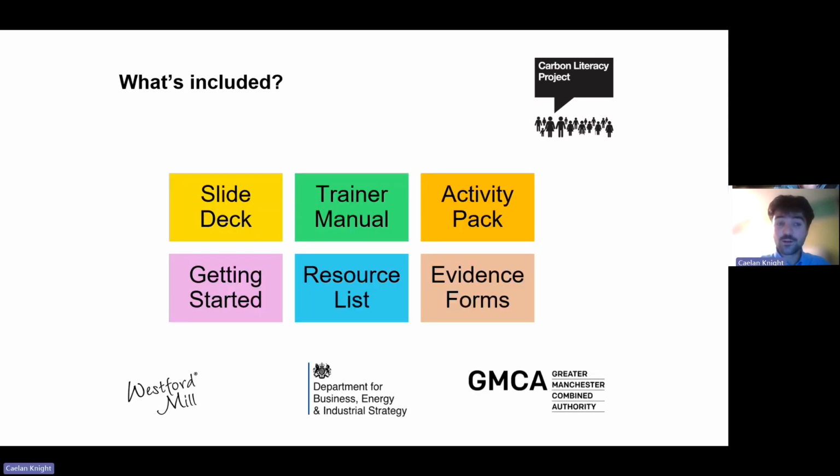The toolkit itself contains a slide deck, so it uses PowerPoint to deliver the actual training. It contains an extremely detailed trainer manual. So this contains an explanation of each slide, the resources used to produce the slide, and also more of an explanation in case perhaps you receive difficult questions or you need to explain something in more detail to someone you're delivering to. There's an activity pack, so a main part of the second half of the training is oriented towards activities where you will discuss with colleagues the kind of low carbon actions you might take. So there's an activity pack to facilitate that.